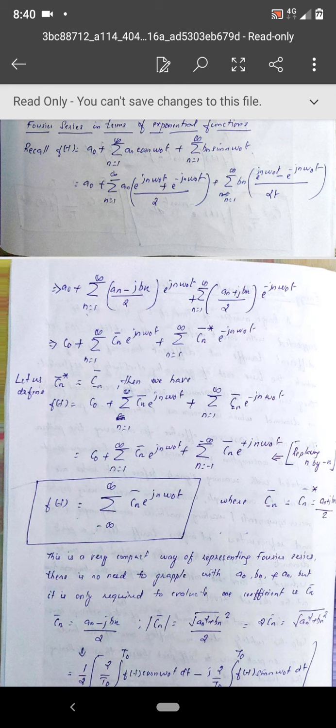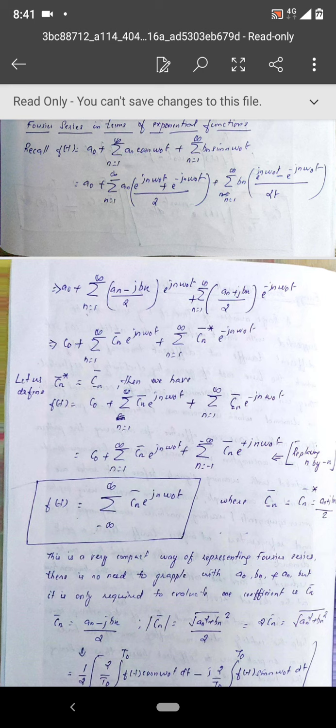And for the sine term, what is sine theta? Sine theta is nothing but e raised to j theta minus e raised to minus j theta by 2j. So instead of theta, you can substitute n omega naught t, and you can get that term. Then you open the brackets and collect the terms of e raised to j n omega naught t. What is inside is an minus j bn by 2. And similarly, you collect the terms of e raised to minus j n omega naught t. What you get is an plus j bn by 2.